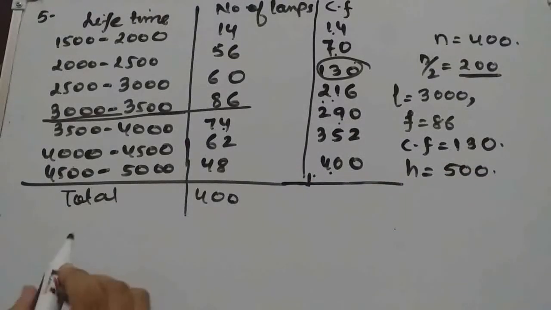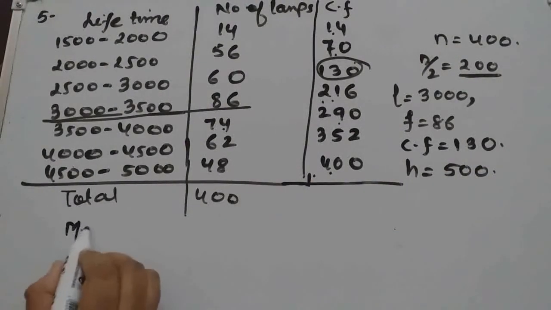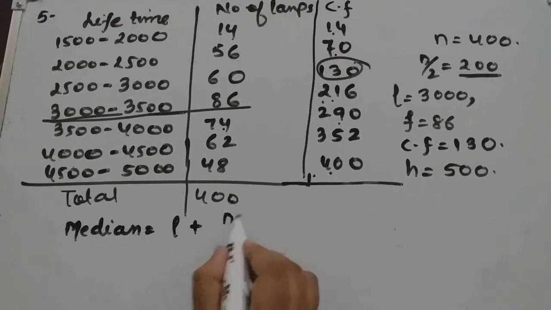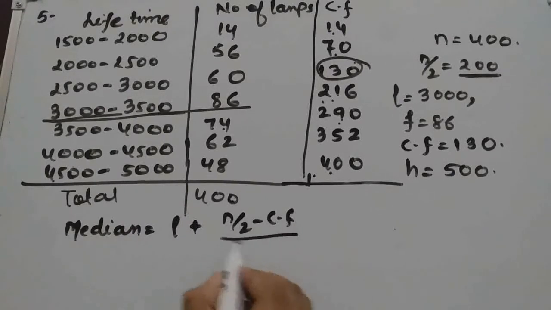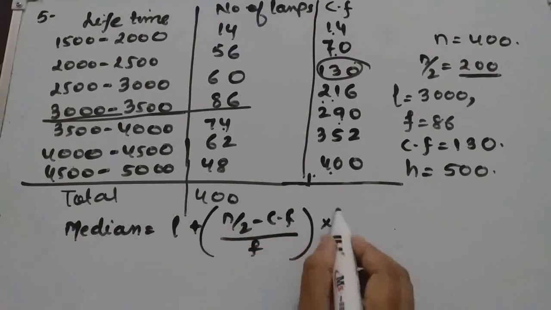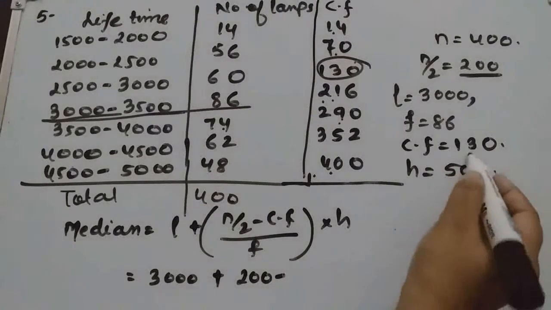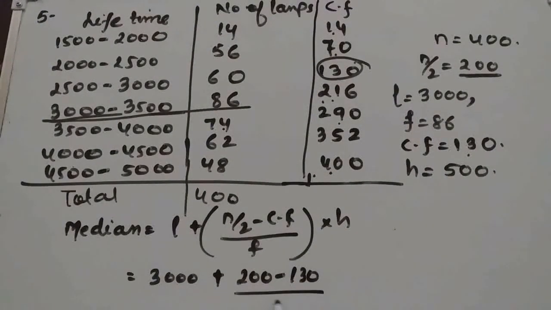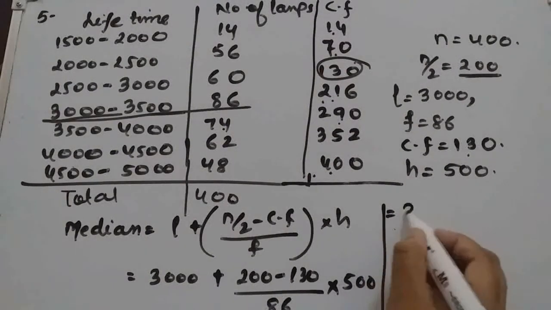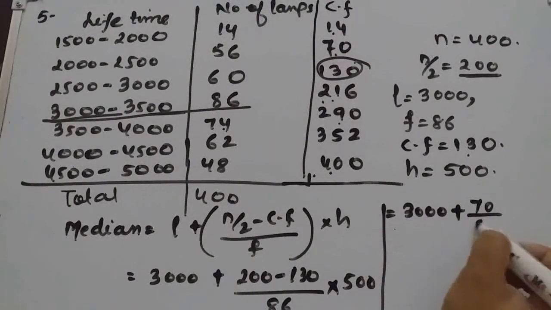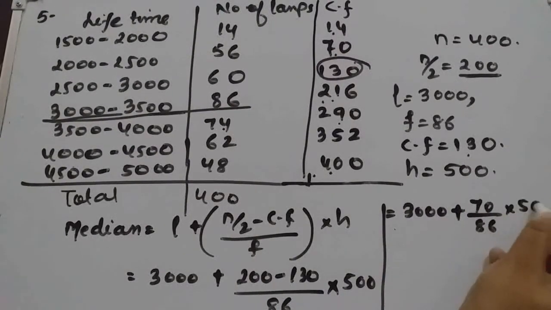So now all these values we will substitute in the median formula, which is L plus (N by 2 minus CF) divided by F, into H. So L is 3000, N by 2 is 200, CF is 130, F is 86, H is 500. So this will come 70 by 86 into 500.